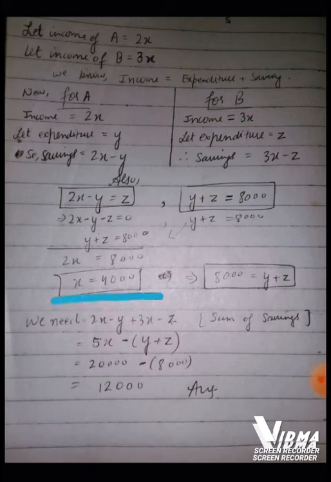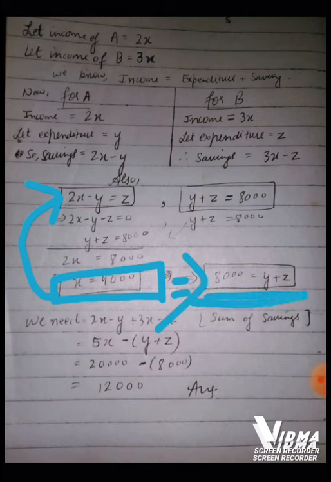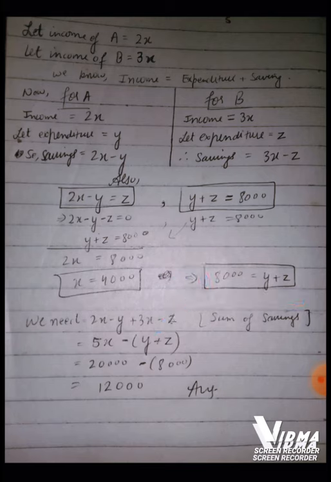Now I am substituting this value of x in this equation, and this is going to imply that y plus z equals 8000. I hope you can notice it. Why? Because x is 4000, so 2x will give me 8000. So it will be 8000 minus y equal to z. And when I shifted this y to the right hand side, I get 8000 equals y plus z. Right? So till now we have obtained the value of x individually and the value of y plus z.